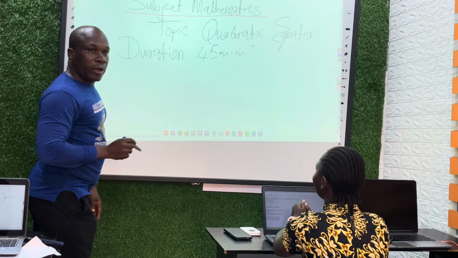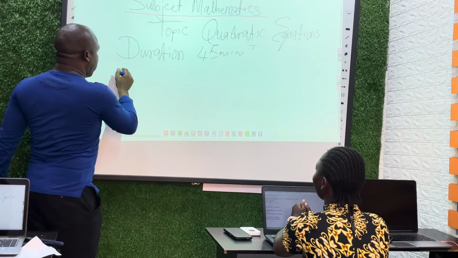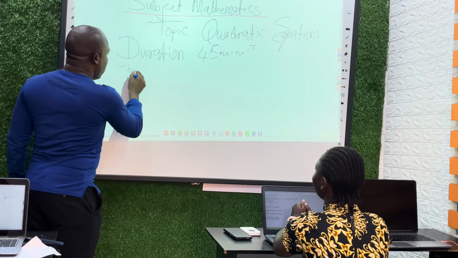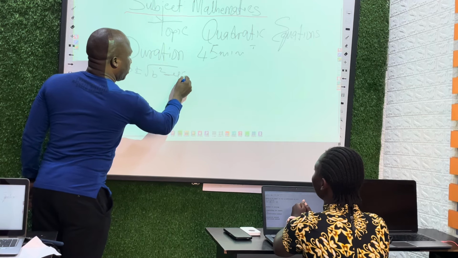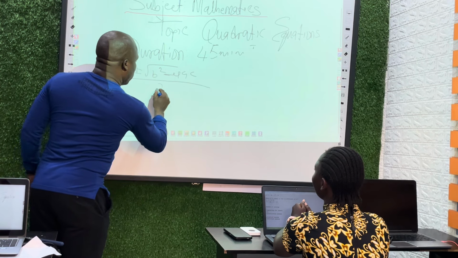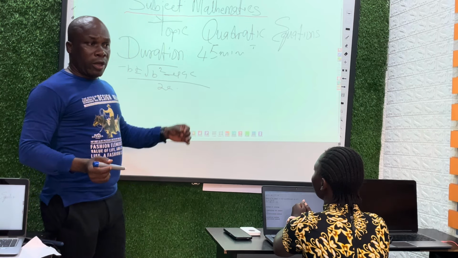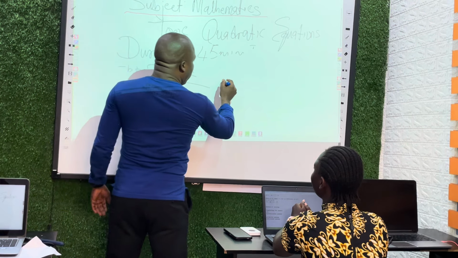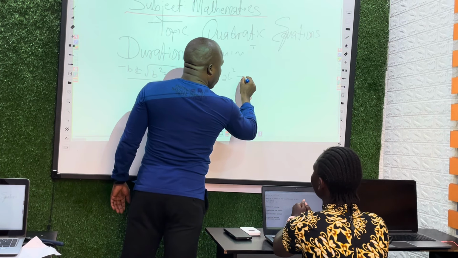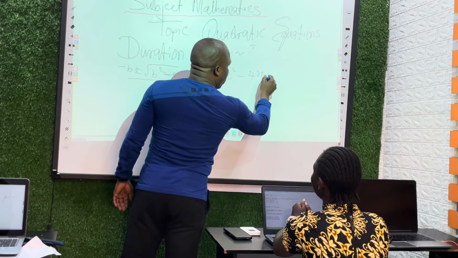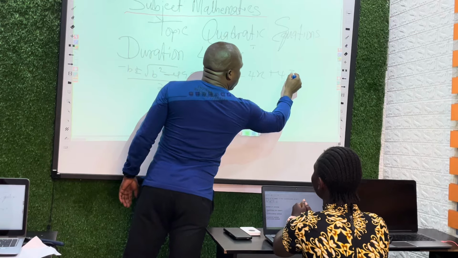So the almighty formula, that's the general formula, is x equals minus b plus or minus the square root of b squared minus 4ac, all over 2a. That's the formula, okay? So if you are given x squared minus 4x plus 4 equal to 0.